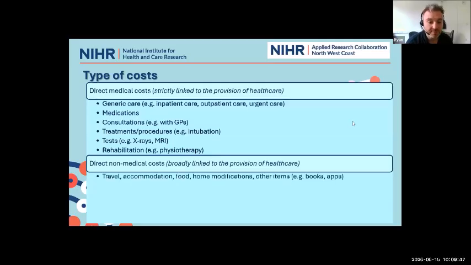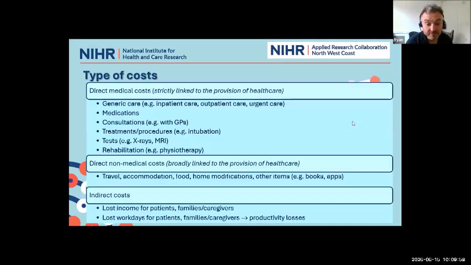There's also direct non-medical costs, and they're broadly linked to the provision of healthcare: travel, accommodation, food, etc. You can see here. And then there's indirect costs. That is, I suppose, costs associated with an illness or a provision of care that doesn't come under the NHS really, or social services directly. So patients themselves can have a lost income when they're sick. So can carers and family members, and lost productivity, lost work days as well.